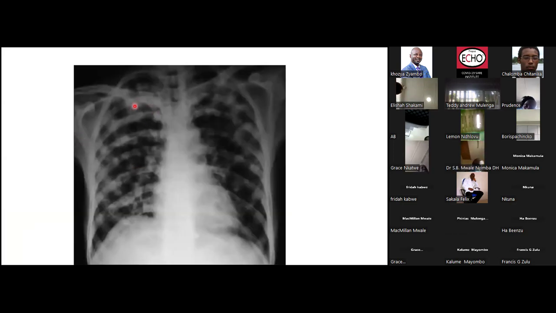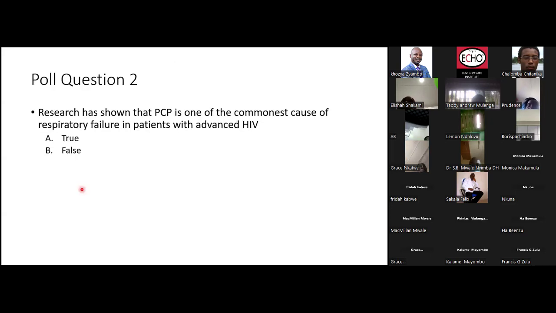This is a patient with very low CD4. This was pulmonary TB. You can see that there are diffuse, huge nodular infiltrates across the lung. Sometimes even pulmonary Kaposi's sarcoma can give you such a picture.